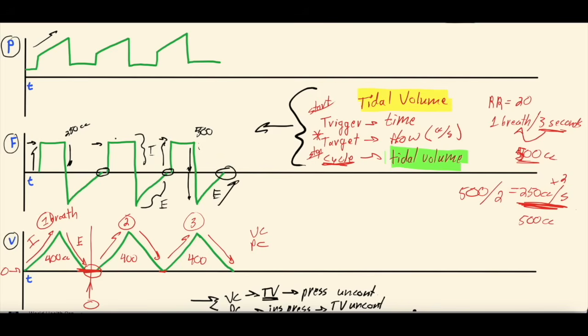And that's why in volume control, this top area is flat on top, because the target is a flow rate. It's a constant flow rate until you get to the tidal volume that you set, at which point the ventilator stops flow and the breath is over. And that's also why you get this ramped up pressure, because if you give a set flow rate, it's going to slowly build up the pressure in the lungs.